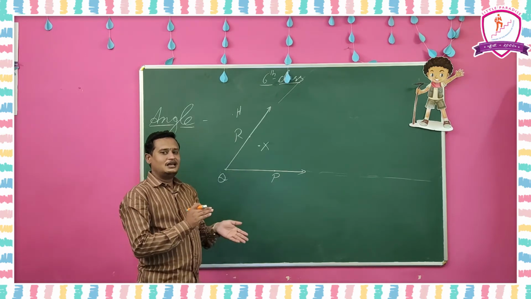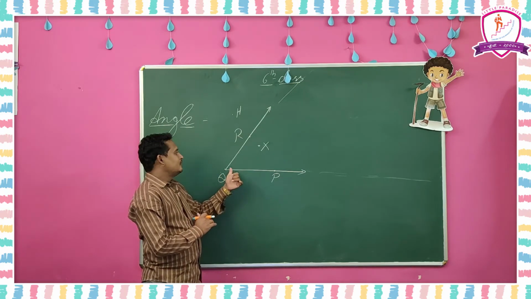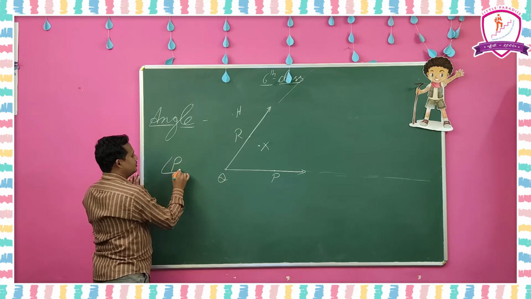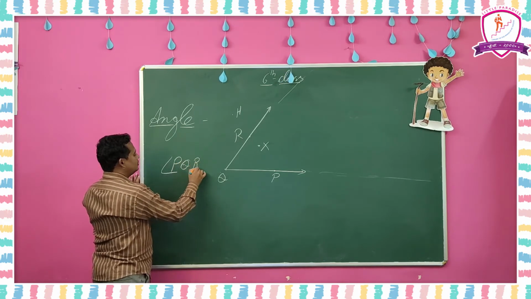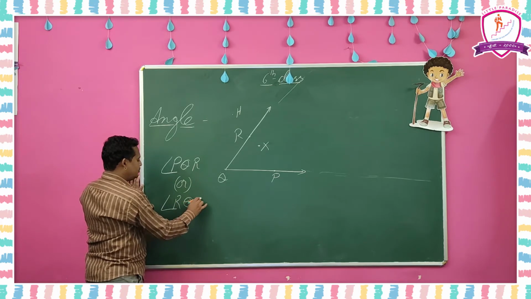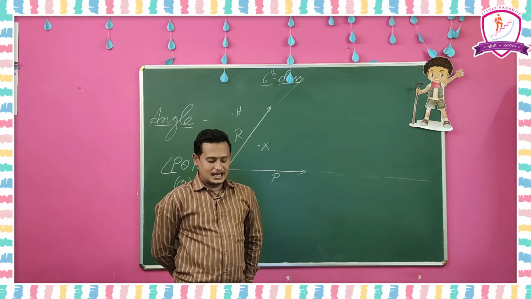Now, how to give the name, we also discussed. How to give the name means the vertex must be in the middle. We have to put the angle symbol there: angle PQR, or we can read that as angle RQP also. So like this we can give the name for the angles.